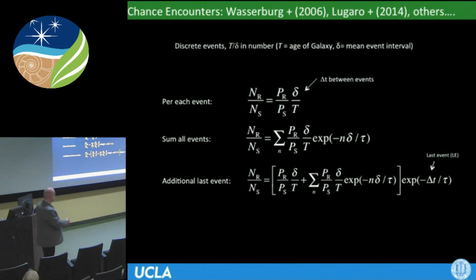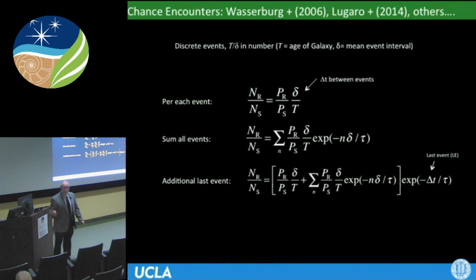So how do we account for radioactive decay? It's just e to the minus t over tau, which is the mean life. So it's e to the minus t over tau, where in this case t is the number of events times the delta between events. So that's your total time over your tau. So this accounts for radioactive decay.